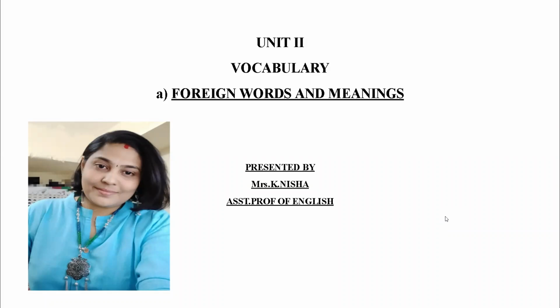Hello everyone. Today we are going to see the remaining part of the foreign words and their meanings. For the last exam, we had 1 to 10 and now we are going to see the foreign words from 11 to 20.